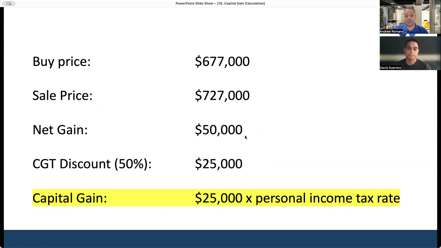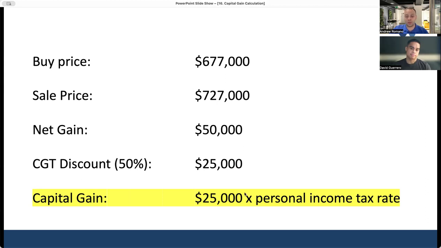Because the property now was kept for more than 12 months, and the resident is an Australian tax resident, they get a CGT discount, which is a capital gains discount of 50%. So effectively, the $50,000 gain is divided by 2, or a $25,000 reduction. This will give you a total capital gain of $25,000.